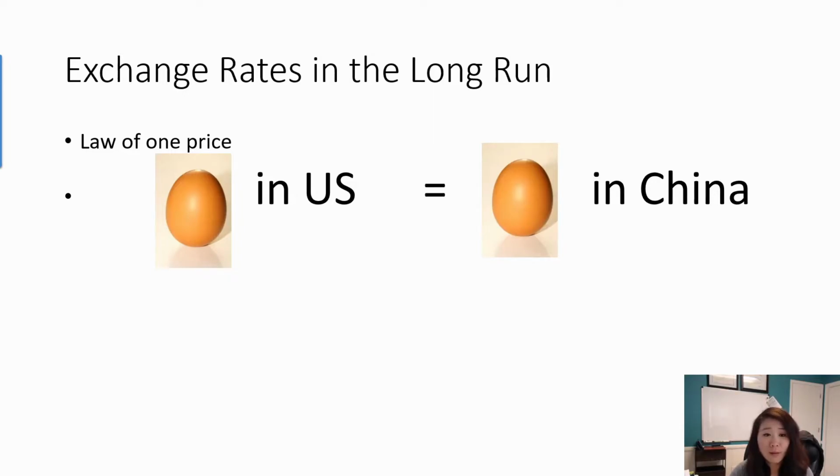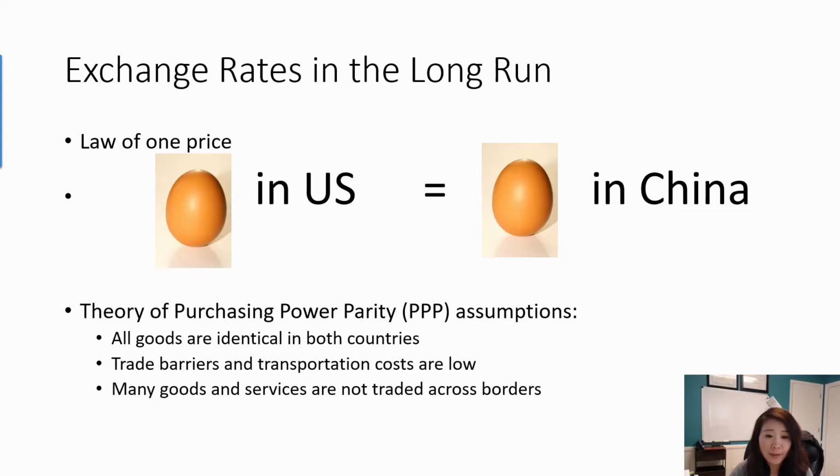When we look at the law of one price, or the theory of purchasing power parity, you have to pay attention to the following assumptions. In this theory, we assume all goods are identical in both countries, which means the egg in China is exactly the same as the egg in the US. The consumers buying the egg from China or the US are the same because they don't feel a quality difference. That's the first assumption.